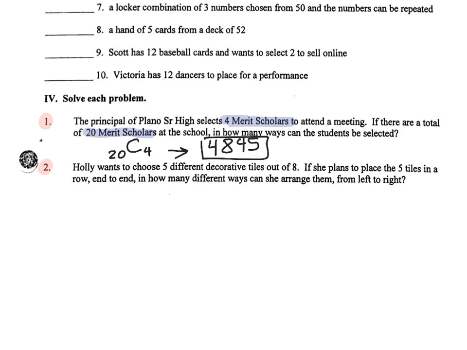Now let's move on to number 2. Holly wants to choose 5 different decorative tiles out of 8, so 5 out of 8. If she plans to place the 5 tiles in a row, end to end, in how many different ways can she arrange them from left to right? So these are decorative tiles. She wants to put them in a row, end to end, so apparently order does matter. So this is a permutation, and you apply the formula, and you get that there's 6,720 different ways.